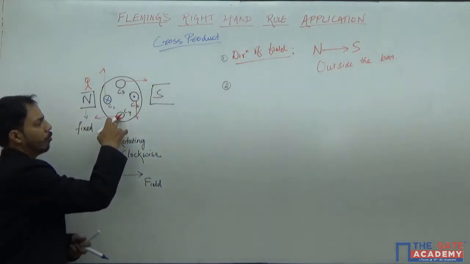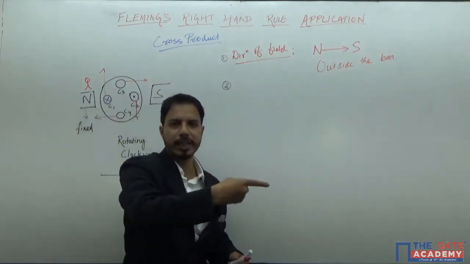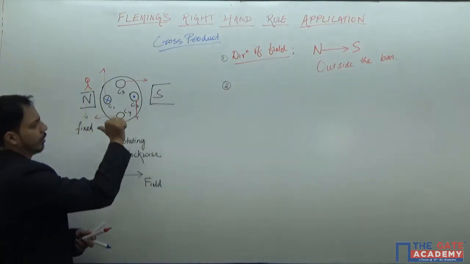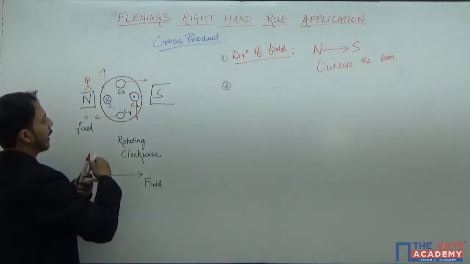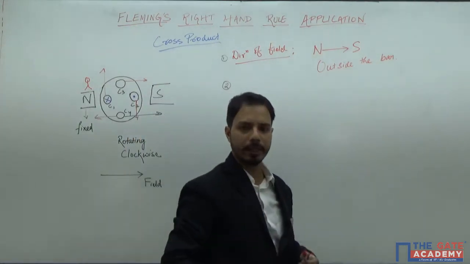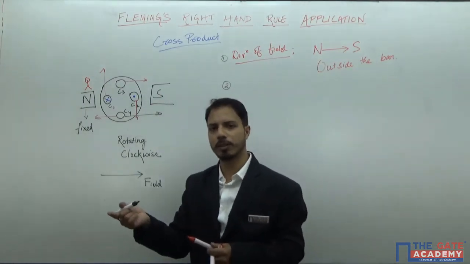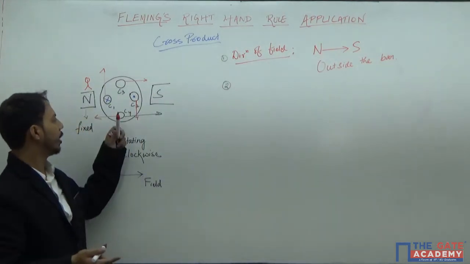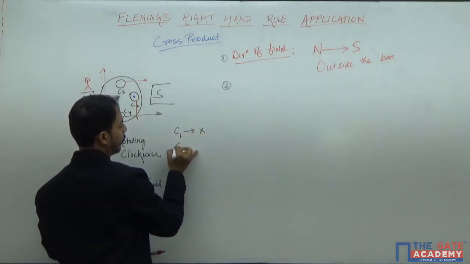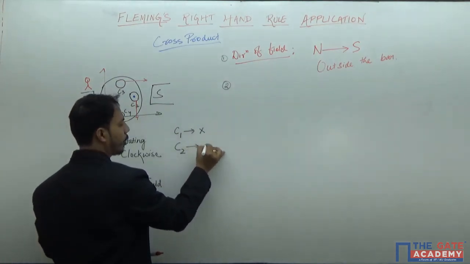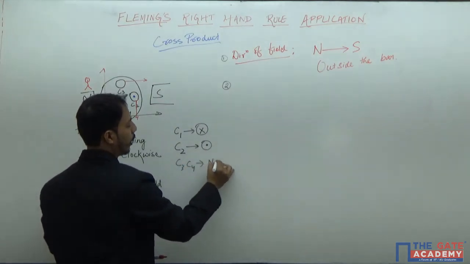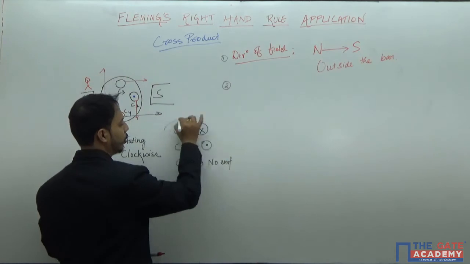Now for the fourth one, similarly, field direction is this, and the motion is in this direction. So field is in this direction, and force is in this direction. So the angle between them is 180 degrees now. And again, sine of 180 is 0. Okay, so the induced EMF in C4 will be 0. So the answer will be C1, it will be cross, C2, it will be dot, C3 and C4, no EMF. So this is the answer.